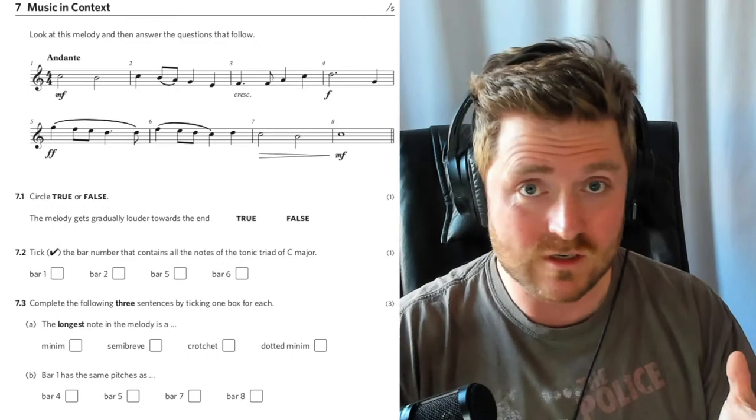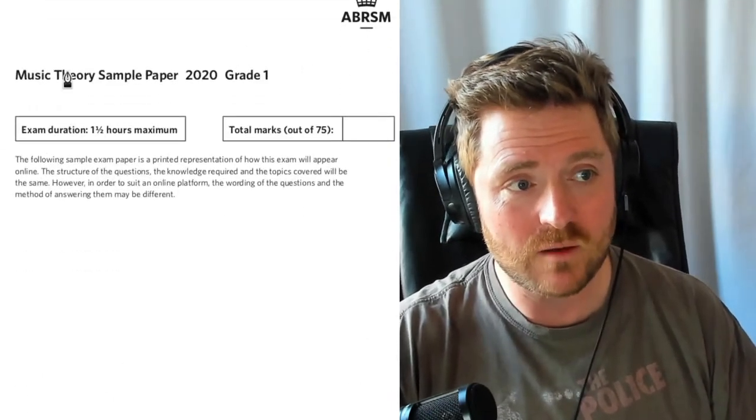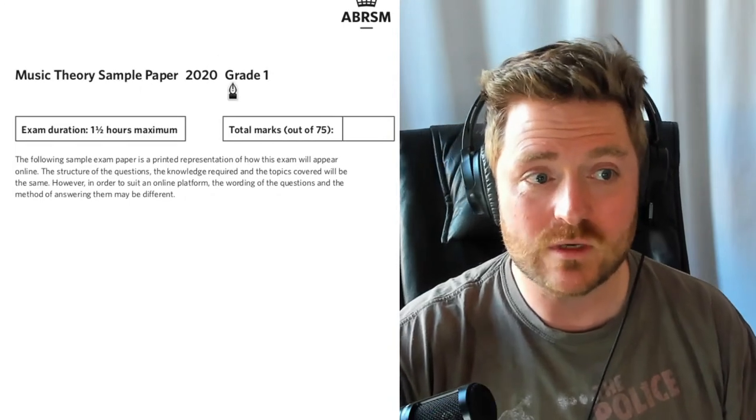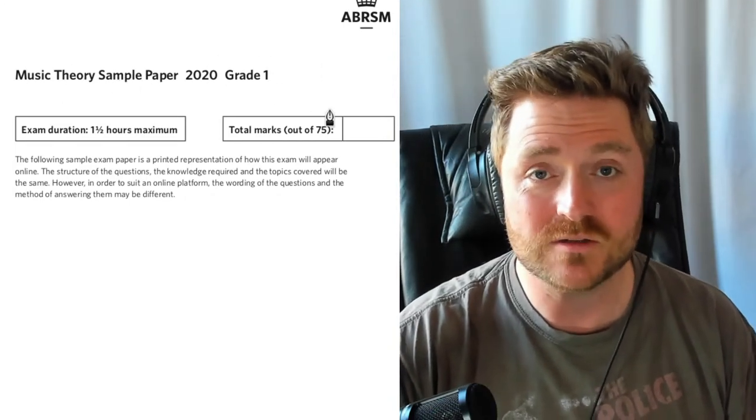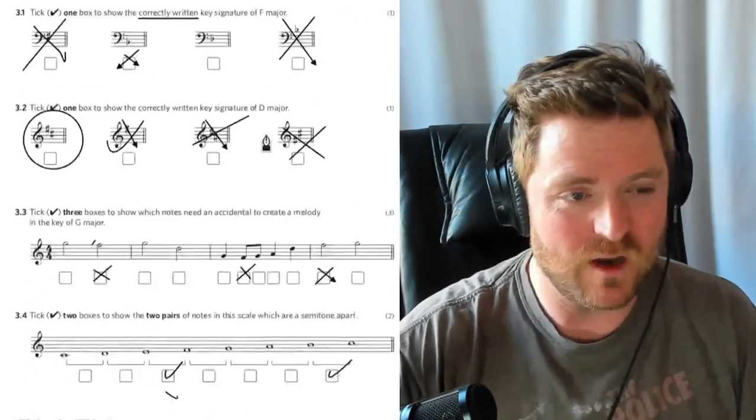You can Google it yourself, by the way. If you go to ABRSM, if you look up ABRSM Music Theory Sample Paper 2020 Grade 1, just this here on the front, and then mark scheme, you'll find it. All right, but I'll post it there for you, mate.